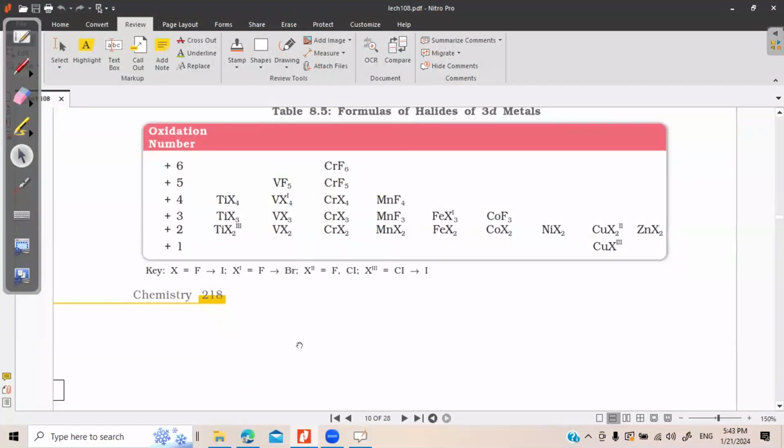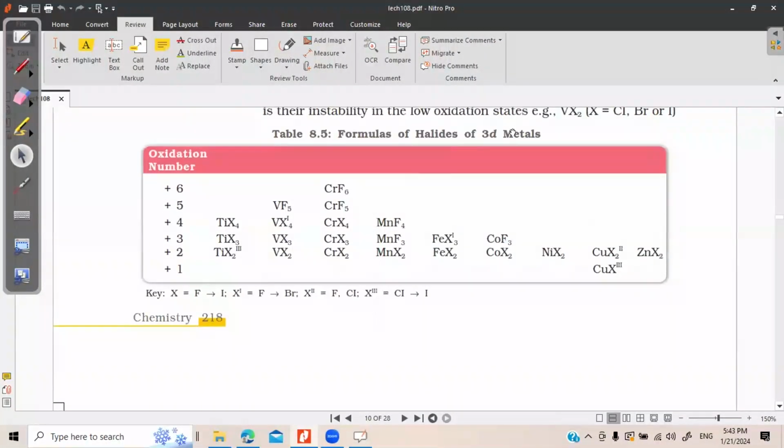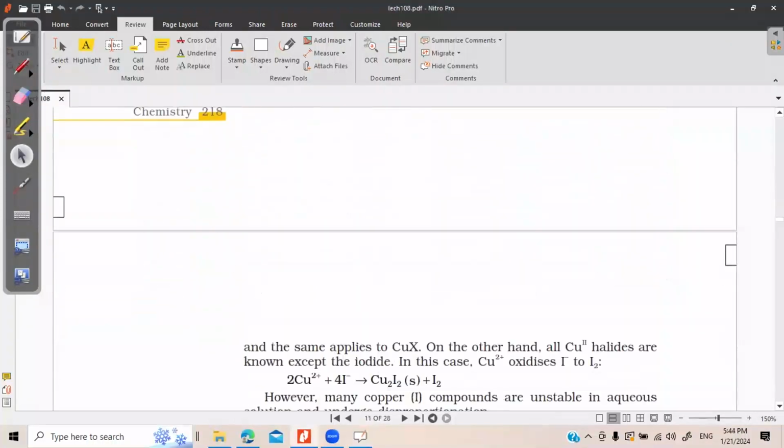So these are the questions with halides that 3d elements form. See chromium F6. F6 means here chromium is showing +6 oxidation. Zinc shows only +2. Zinc does not have any further oxidation state. It has only +2 oxidation. So this is the data which you can compare.